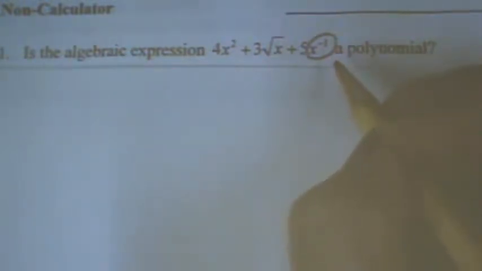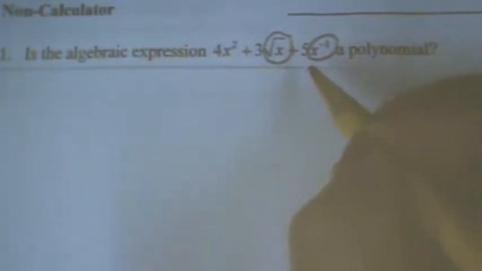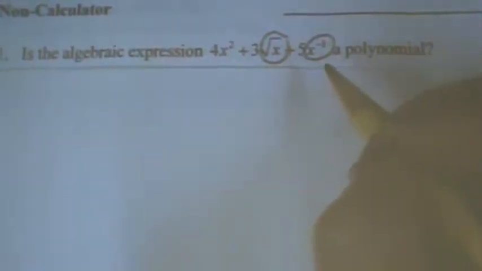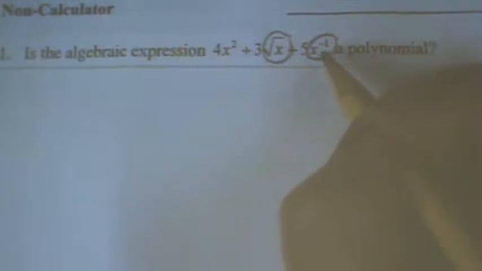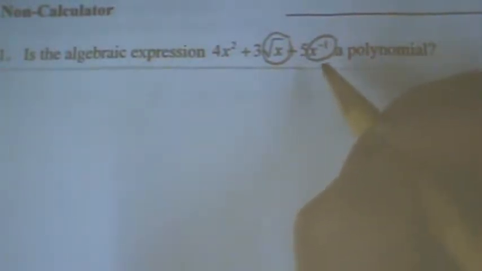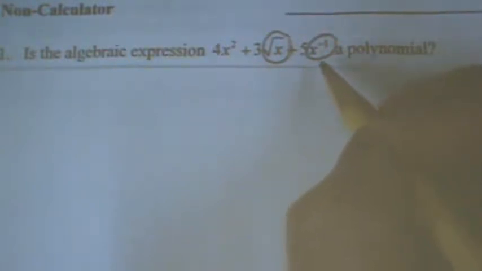They have to be all, what kind of numbers? Integers. Whole numbers. Okay, so these two are no's. So we're talking about the variable. The variable cannot have a negative exponent. It can't have a fractional exponent. You can't have a variable under a radical.